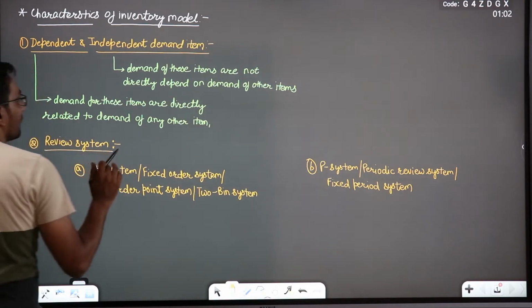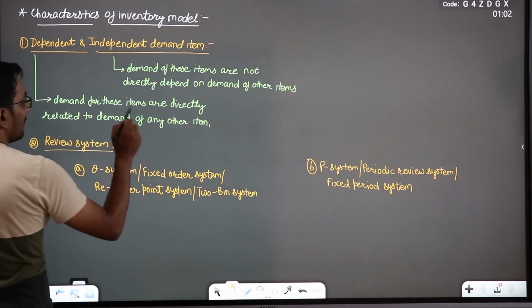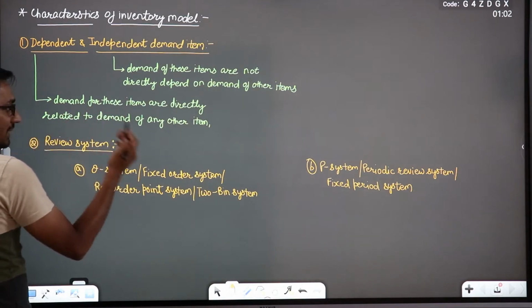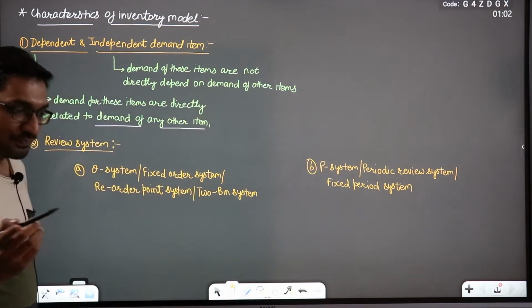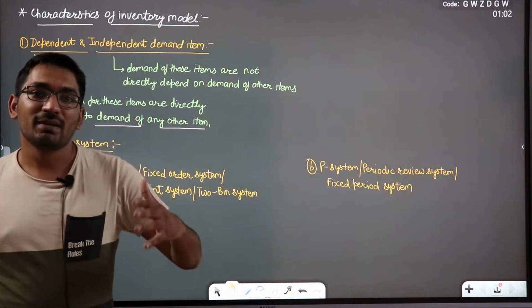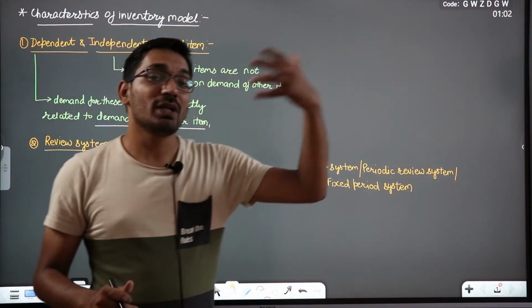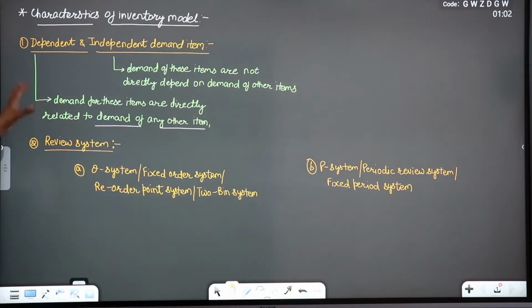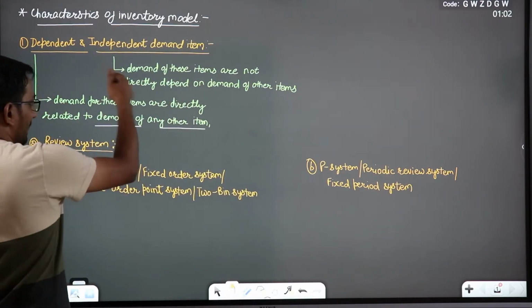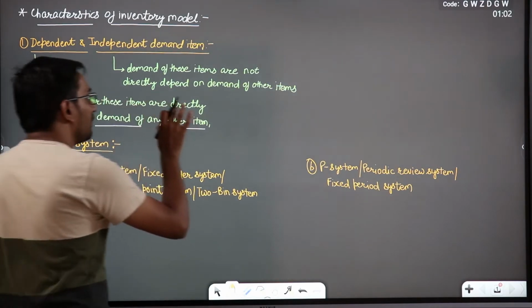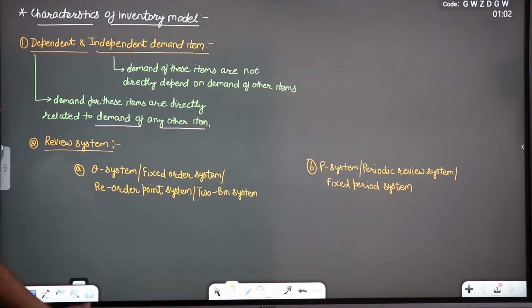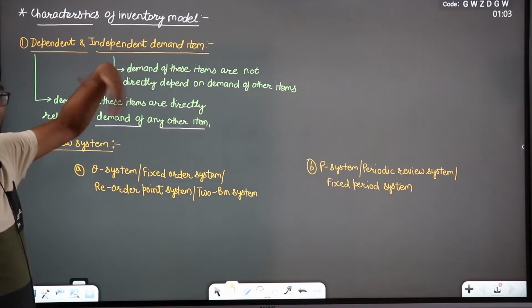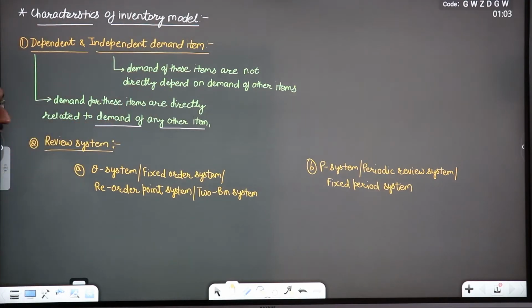Dependent demand item means the demand of these items is directly related to, or directly depends upon, the demand of some other item. If the demand of one item is directly proportional or directly depending upon the demand of another item, then it is known as a dependent demand item. And independent demand item means the demand of these items does not directly depend on the demand of other items.